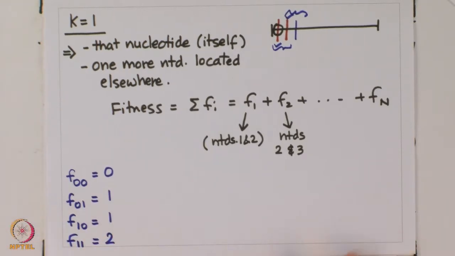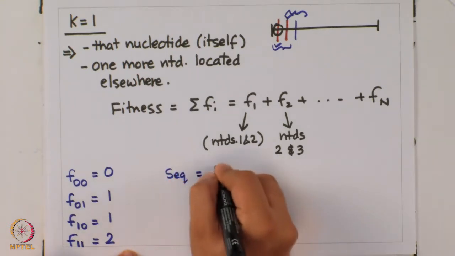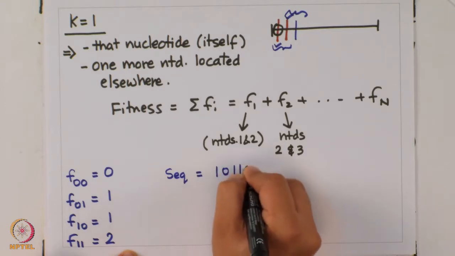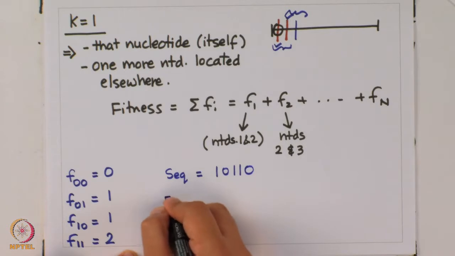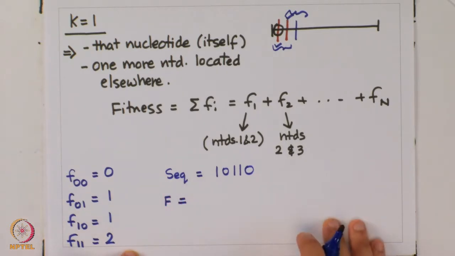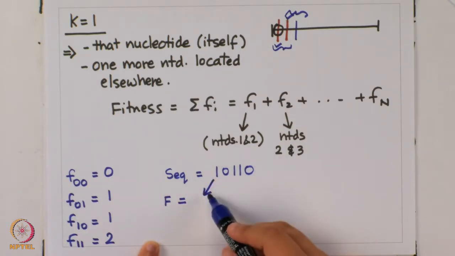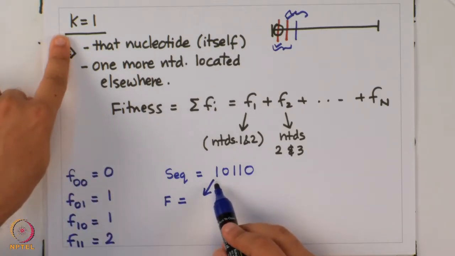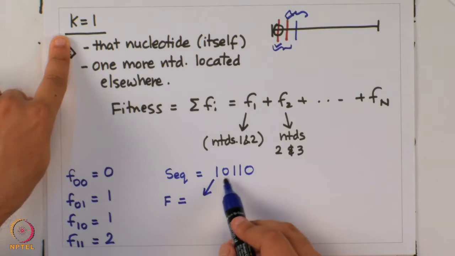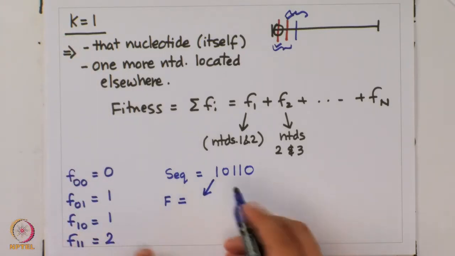If that is my definition and the sequence that I am interested in is 1 0 1 1 0, then the fitness of this sequence can be defined as follows. When I look at the fitness contribution of this first nucleotide 1, that is not solely decided by itself because k is equal to 1. That is decided by this 1 and the neighboring nucleotide 0, and the contribution of 1 0 is equal to 1.